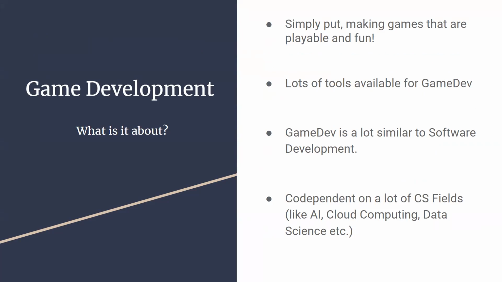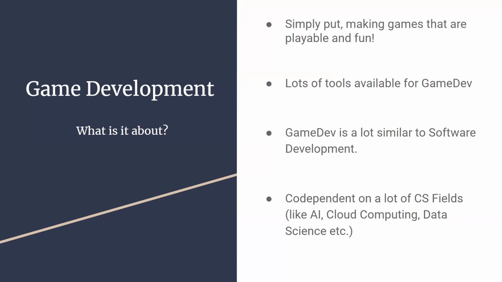There are a lot of tools for game development like the Unity engine and Unreal engine. There are frameworks like SDL, SFML that use C++, and Pygame for Python. Game development is a lot similar to software development. Most of the development cycles that you see in game development are very similar to the software development life cycle, and the workflows that you try to use in a game company are very similar to that of software engineering.